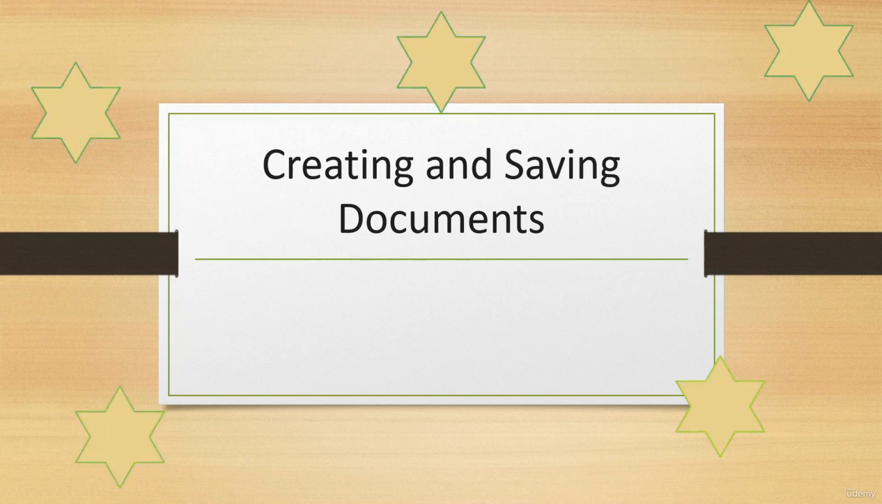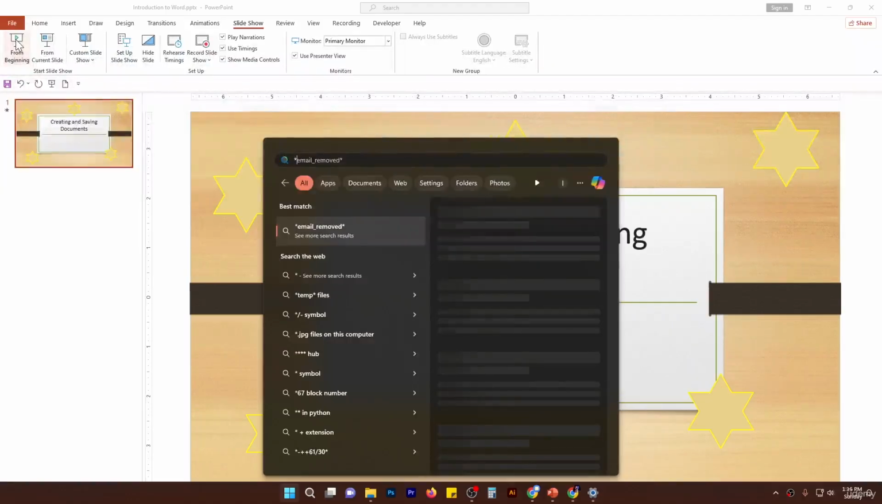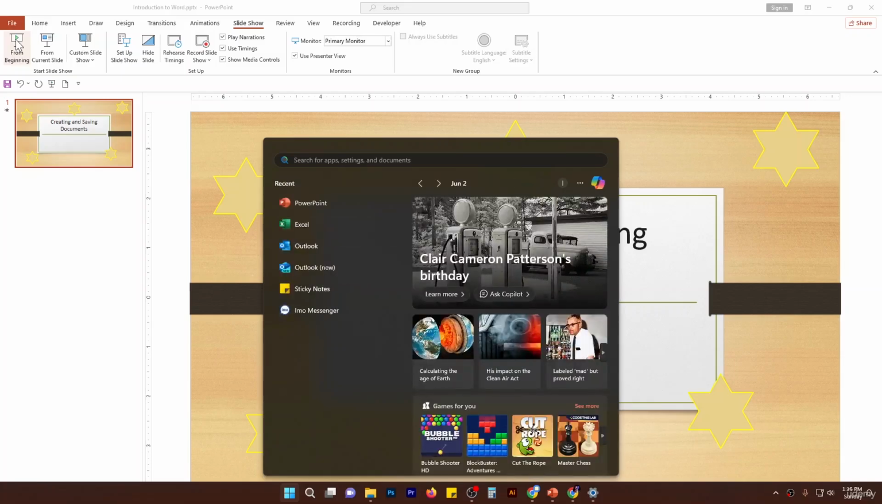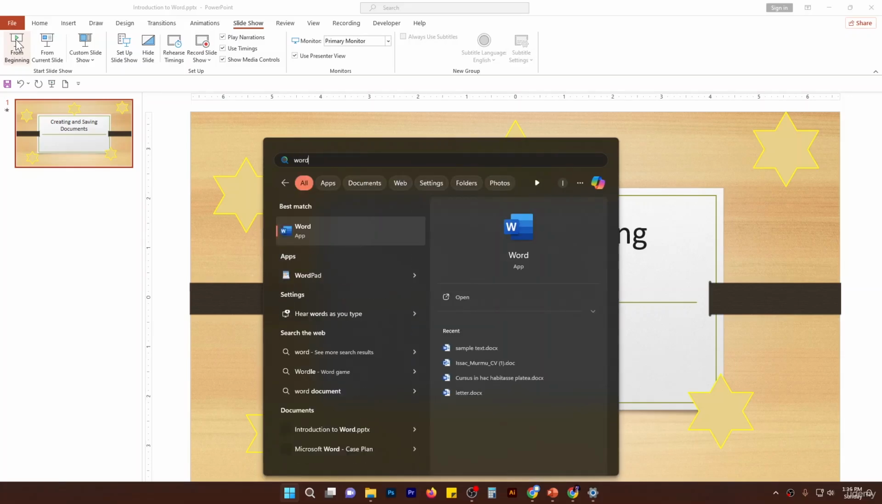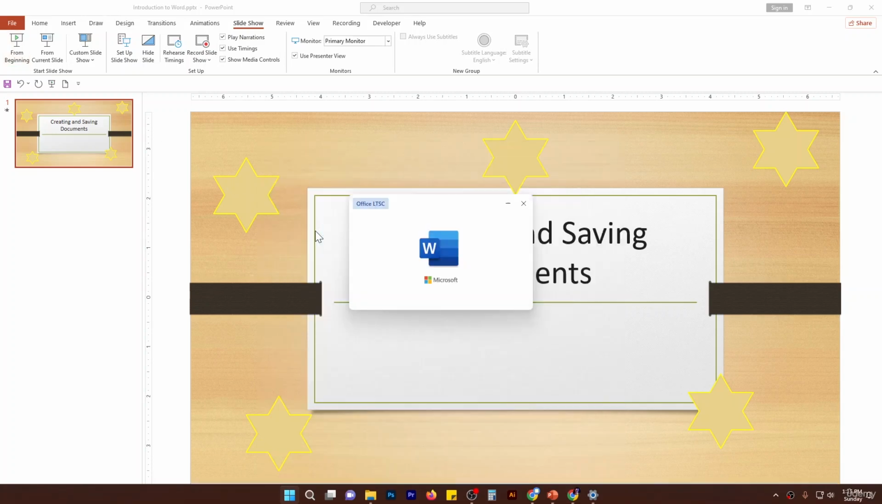Let's get started. First, let's open Microsoft Word. You can do this by clicking on the Word icon on your desktop, or you can easily search for Word. If I type Word, you can see it here. Just click on Word, and now it's open.